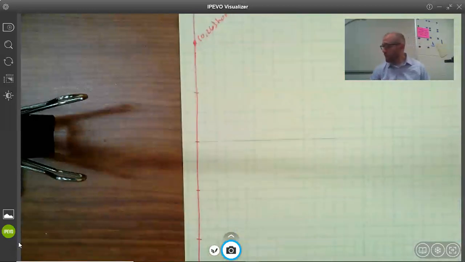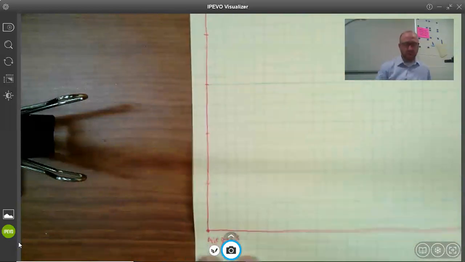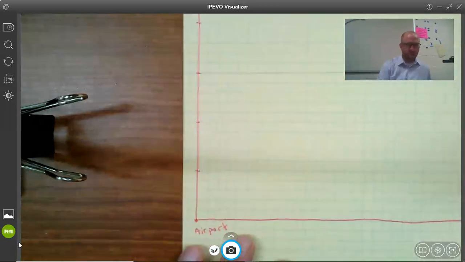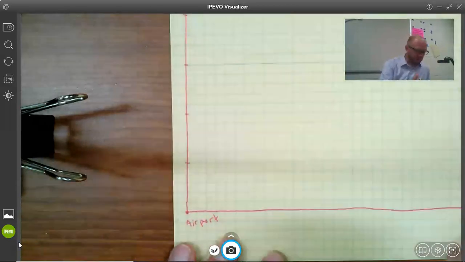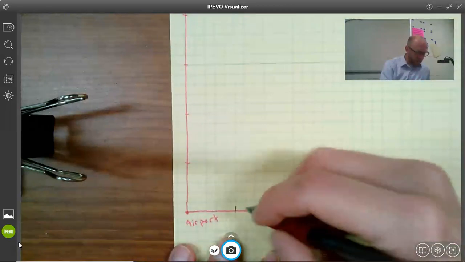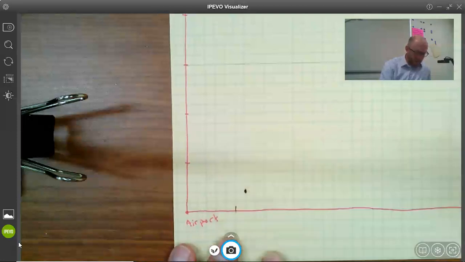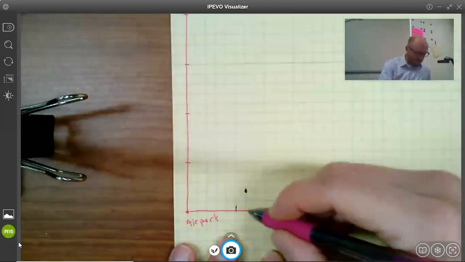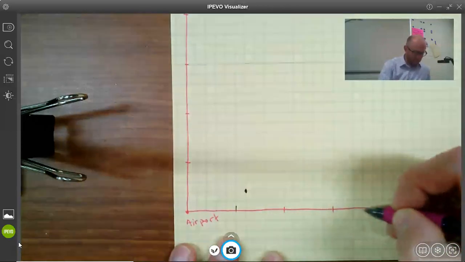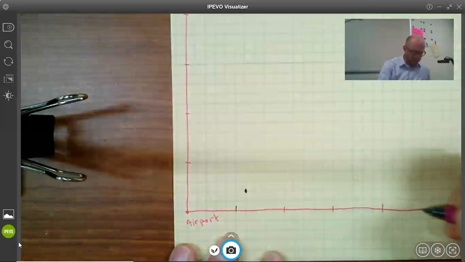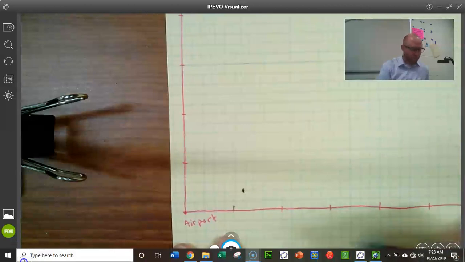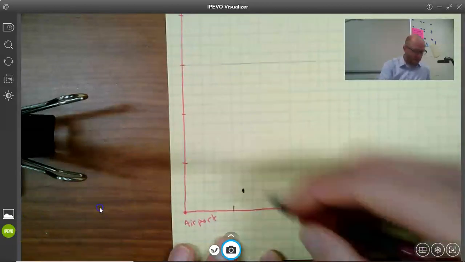Okay, so his plane leaves the airport, and it flies 6 miles east and 2 miles north. So let's count 1, 2, 3, 4, 5, 6, and 2. I'm just going to mark off the x-axis here, in groups of 1, 2, 3, 4, 5. So 6 miles east, 2 miles north.